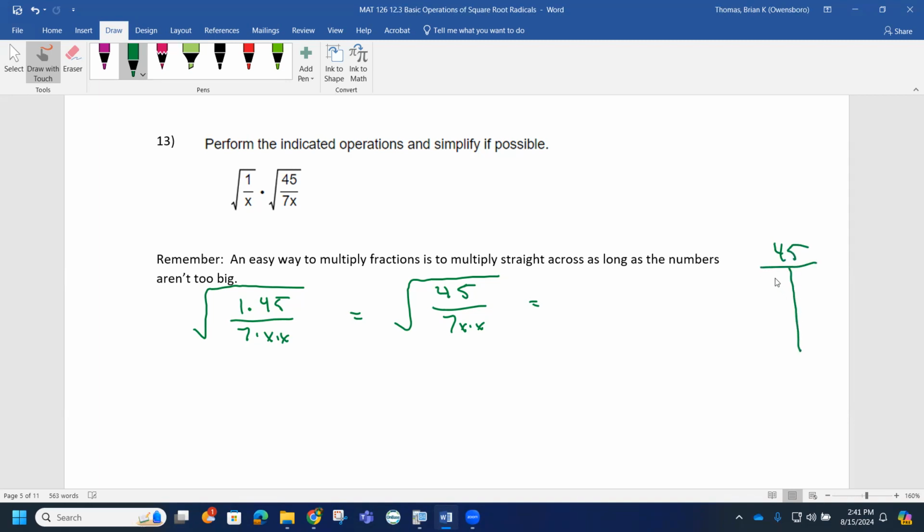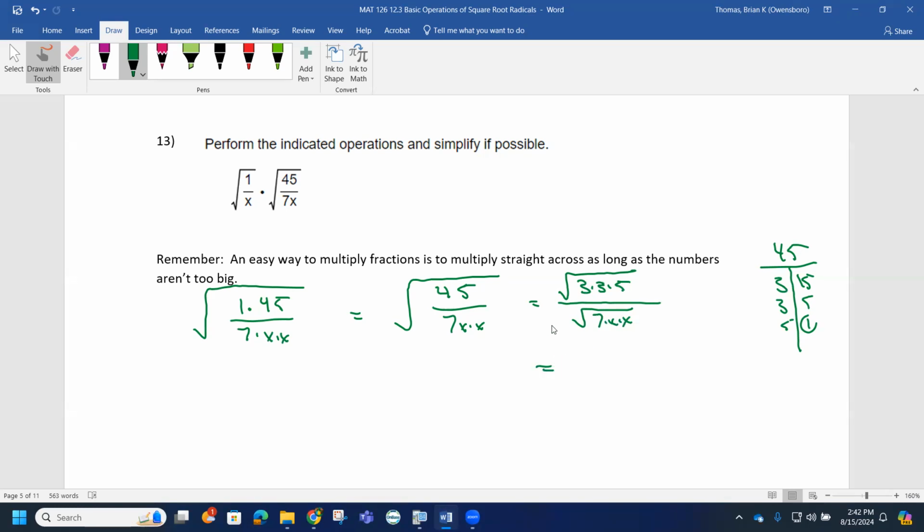We know that 2 doesn't work, but 3 goes into 45, 15 times. 3 goes into 15, 5 times, and 5 goes into 5 one time. So notice that 3 times 3 is 9, and 9 times 5 is 45. So what I can do is rewrite this, another thing you can do on this problem, is put a radical on the top and a radical on the bottom. So 3 times 3 times 5 on the top and the square root of 7 times x times x on the bottom. It may be easier to write that way.